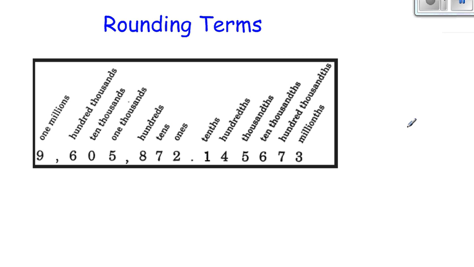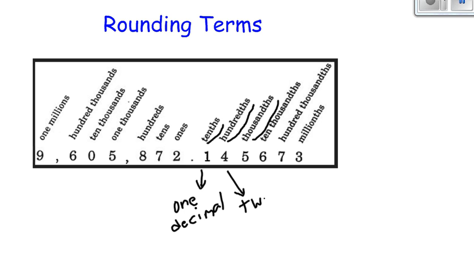Now, when we're rounding using decimals, here are some of the words that you hopefully learned in a previous grade. You learned about the tenths column, the hundredths column, and the thousandths column, and so on. Now, most of the time in high school, we just simplify and say this is one decimal place, and this is two decimal places, and so on.